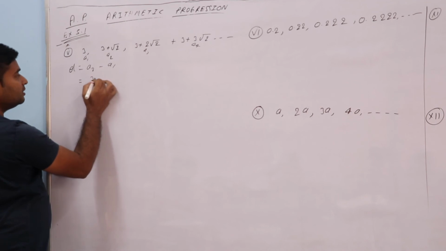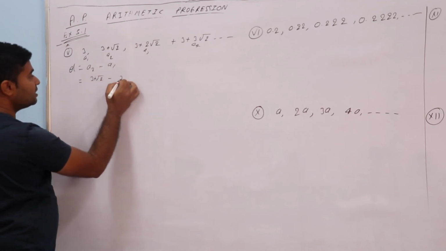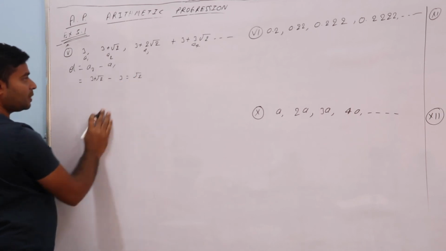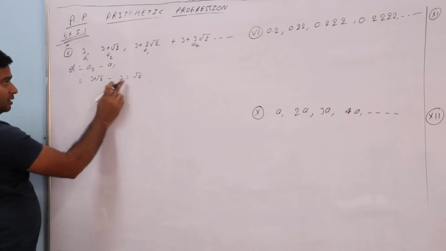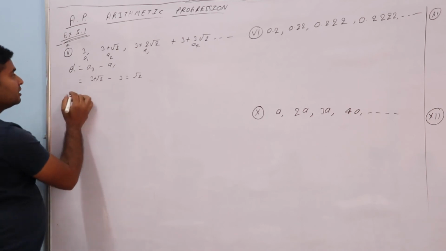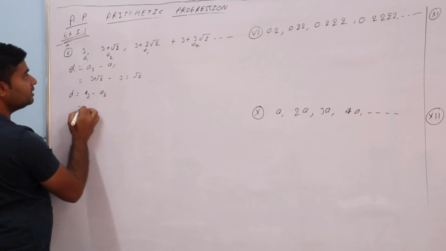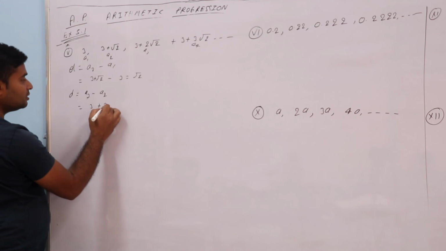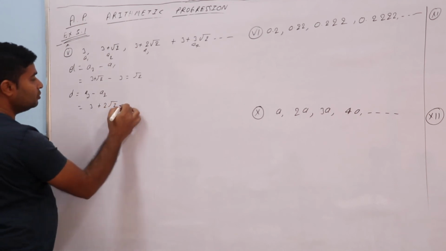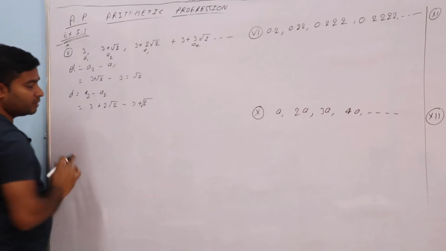That means 3 plus root 2 minus 3 is equal to root 2. This 3 and this 3 get cancelled, root 2 remains. Next, again D is equal to A3 minus A2. A3 is 3 plus 2 root 2. So 3 plus 2 root 2 minus the bracket 3 plus root 2. Now see one thing.